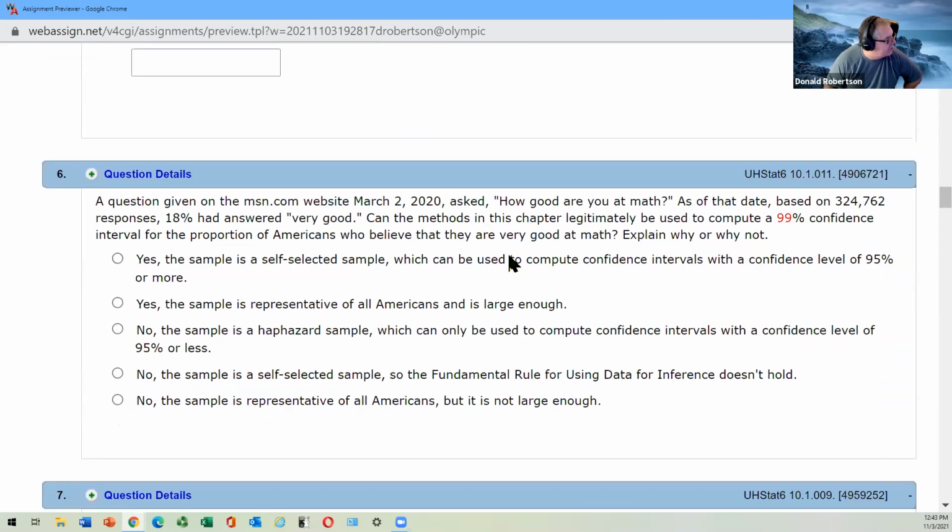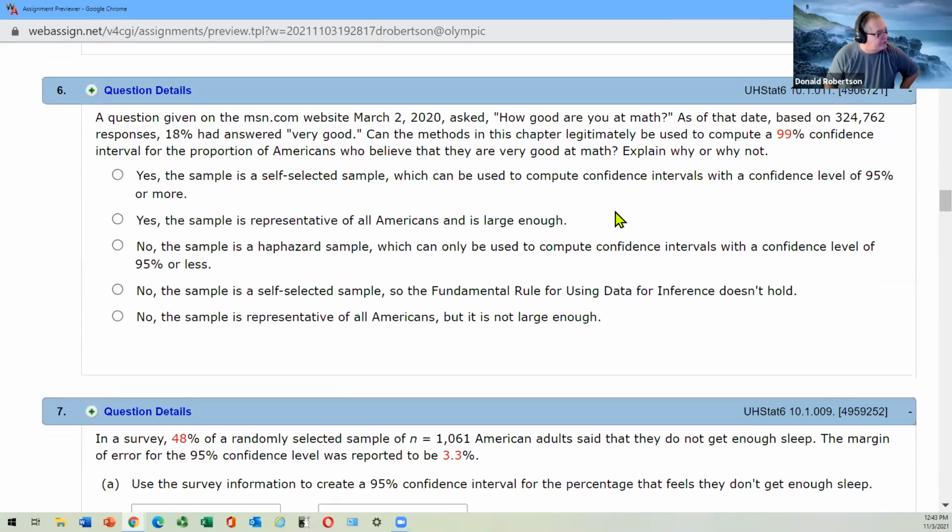These are very similar questions, so I won't do that one. Here's a different question. A question given on MSN.com in 2020 asked, how good are you at maths? And as of that date, based on over 300,000 people who responded, 18% said they were very good at math. Can the method of this chapter be used to compute a 99% confidence interval? I am not going to use that data to make any confidence intervals or any other prediction of any kind.